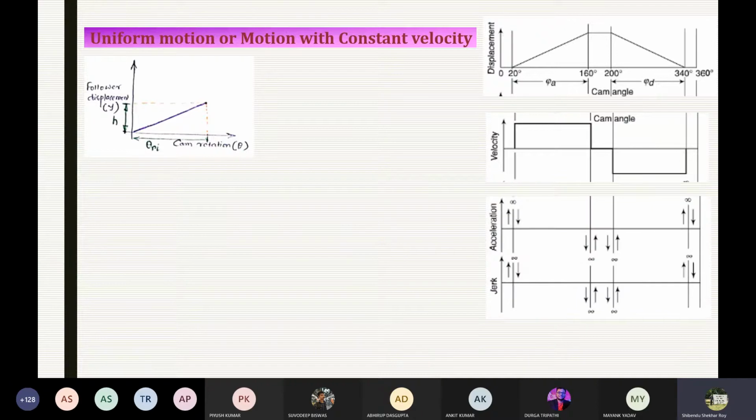So in uniform motion, or the motion with a constant velocity, I have considered only the rise part of your follower. As you have seen, during the rise part the velocity is constant, and because of that your displacement diagram will be a straight line and the acceleration is zero. But at the beginning and the end, the acceleration is discontinuous.